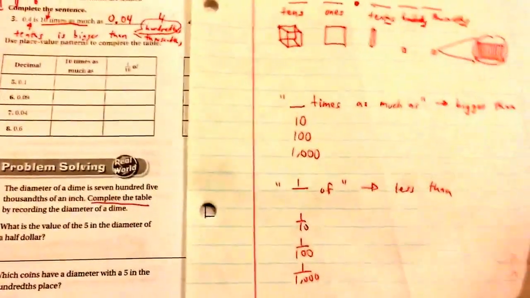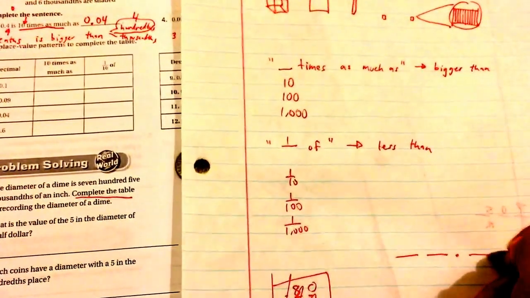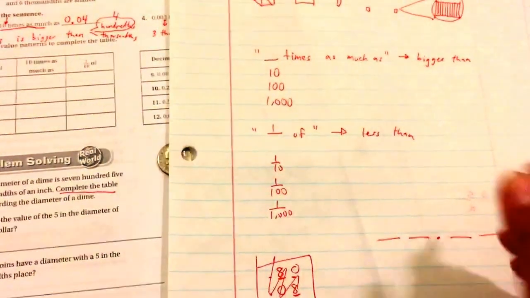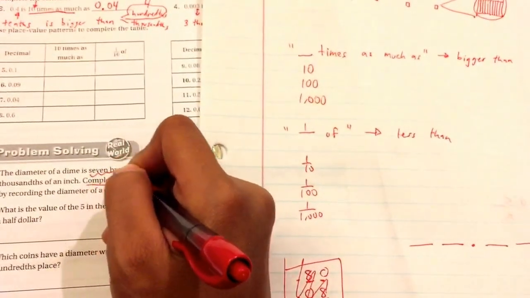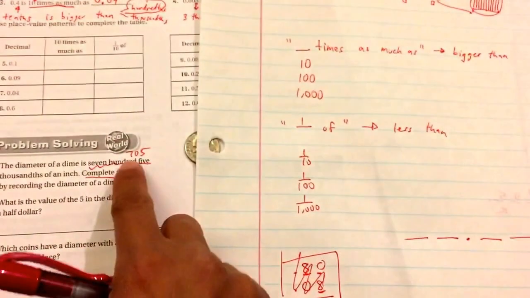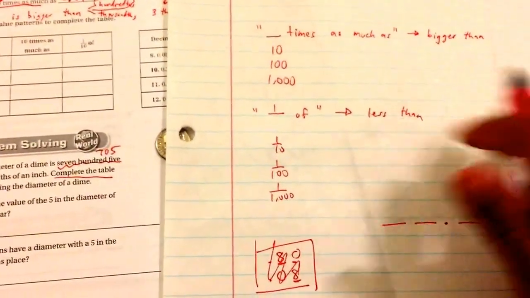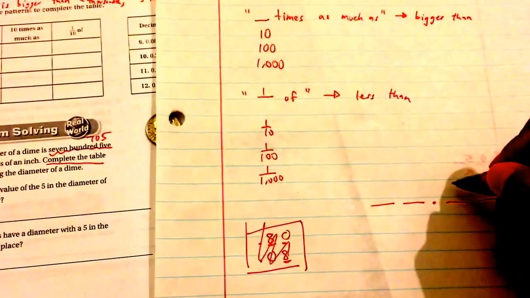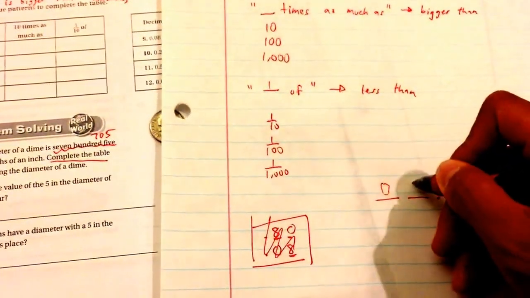Let's look at our cheat sheet here, and we know that we have the tens, ones, decimal, tenths, hundredths, thousandths. So when they're saying the diameter is 705, that looks like this. 705 thousandths of an inch. That means the last number, the 5, should end in the thousandths, which is this one right here. 705. And we have no tens and we have no ones.